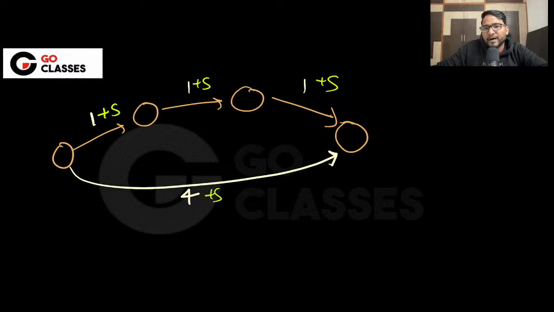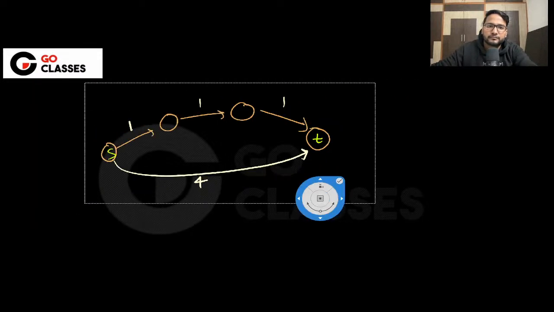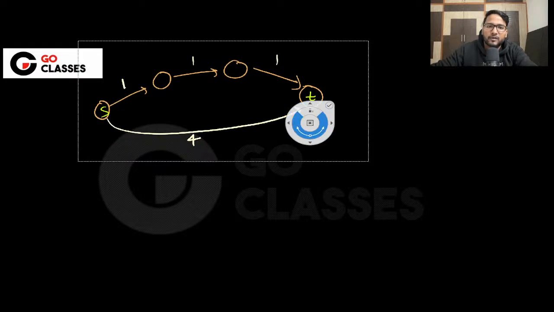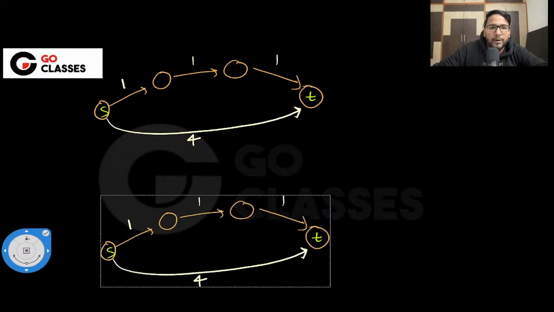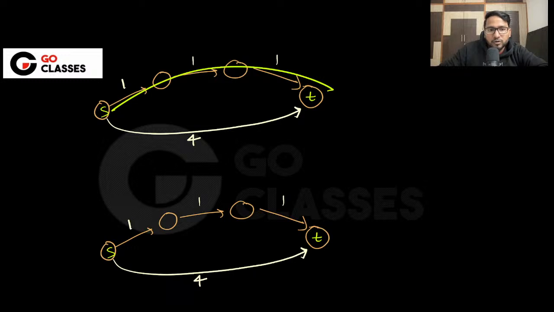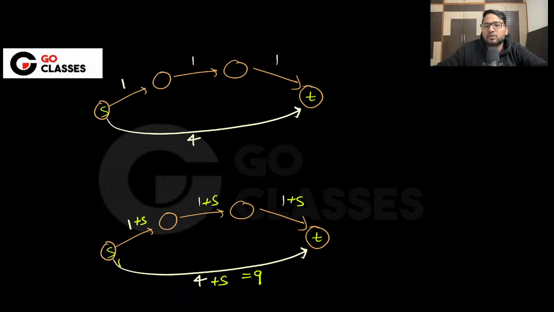Before adding plus 5, can you tell me what the shortest path from S to T is? The shortest is the upper one, right? So if you add plus 5, what is going to be the shortest? This will be 6 into 3, which is 18, and this will be 9 only. So the shortest is now this one. If you add plus 5 or anything, the shortest path may change.